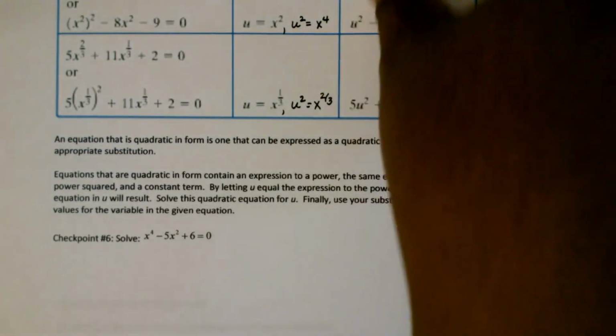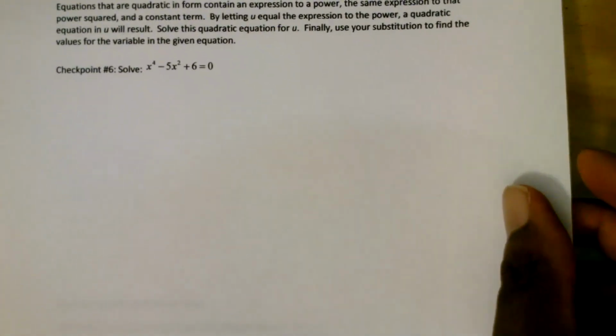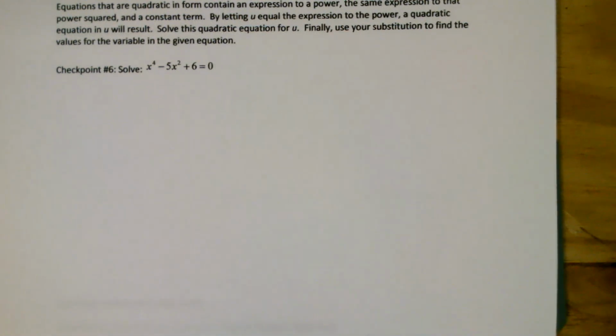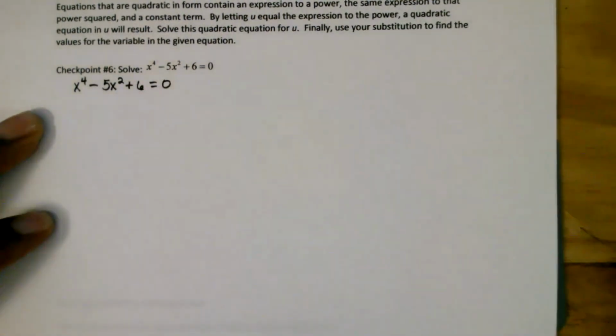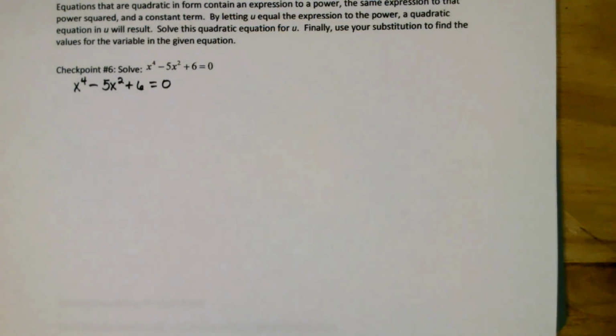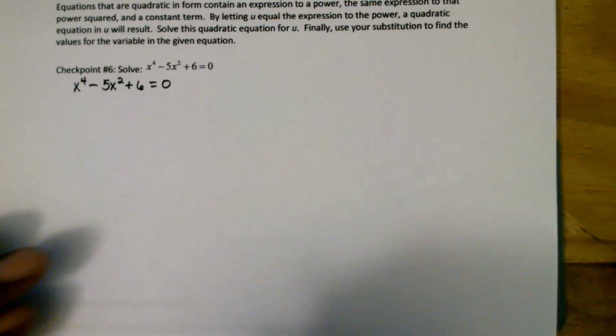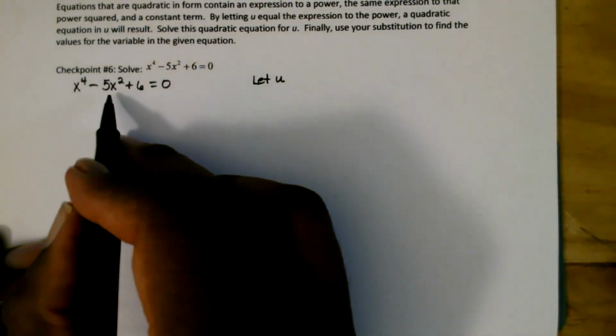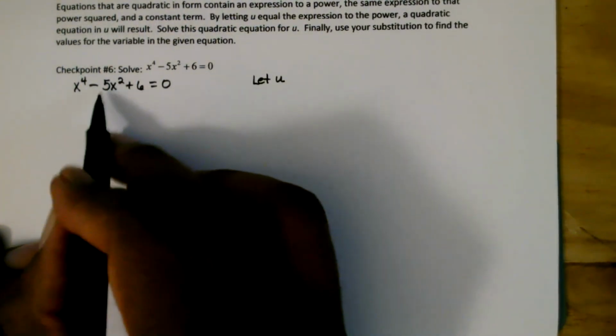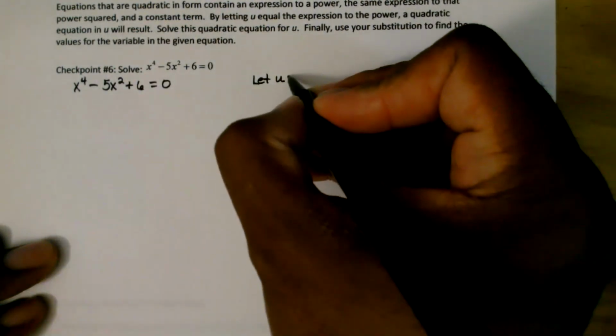Okay, let's look at example 6. Let's say I want to solve this equation, x to the 4th, and I'll write it again, minus 5x squared plus 6 equal to 0. Okay. Now here's what we're going to do here. We're going to let u be equal to the variable of the middle term. Here's the middle term right here. That variable is x squared. So I'm letting u equal x squared.